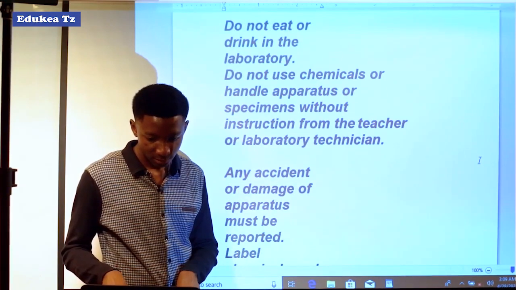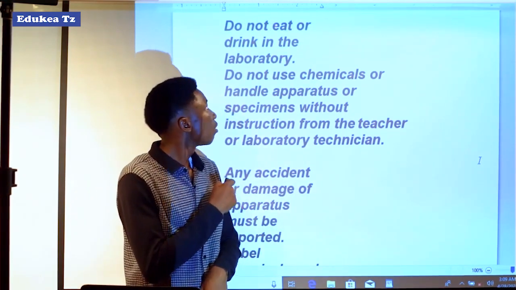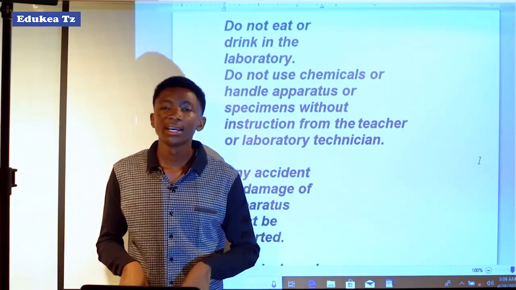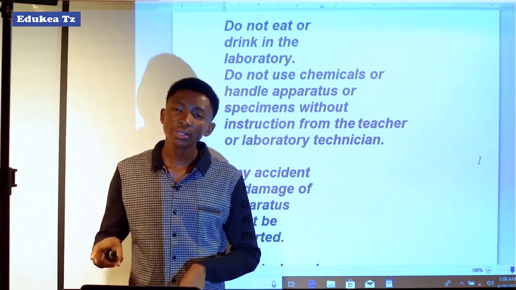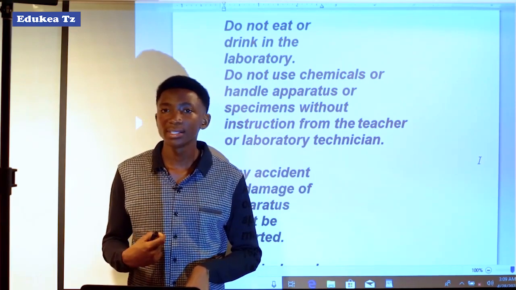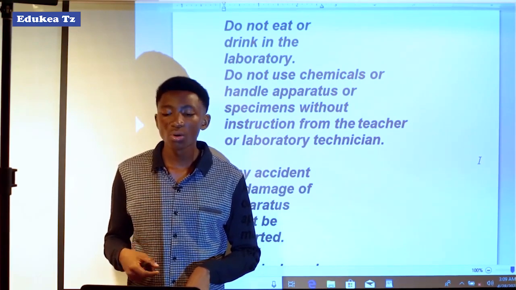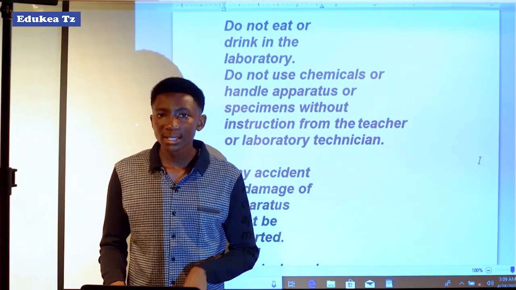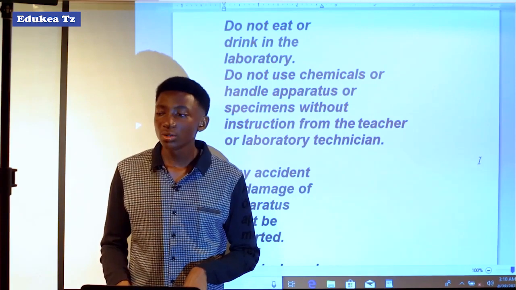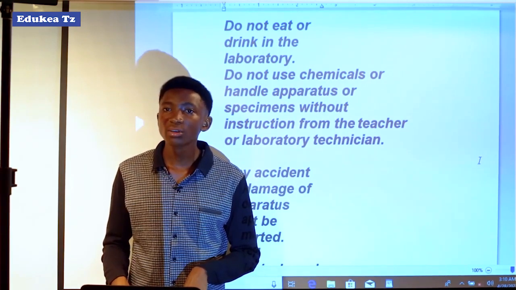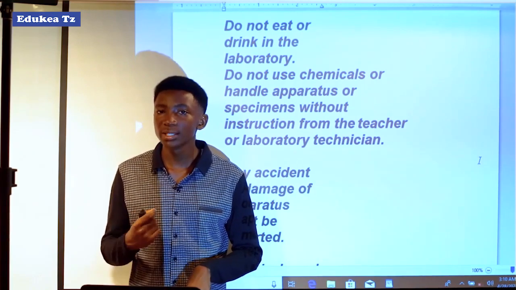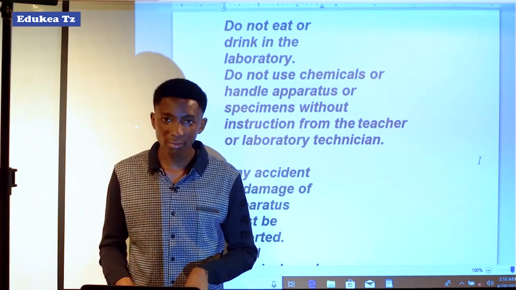Another rule is don't eat or drink in the laboratory. Do you know there are chemicals in the laboratory? You can hold or touch a chemical, then take some food and eat, and that may cause harm to your body, because you held the chemicals and did not wash your hands, then you eat. Touching something and then eating can harm you.